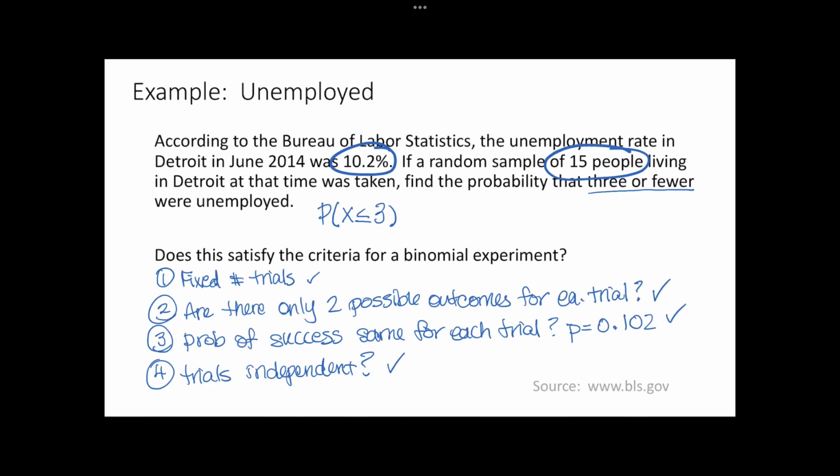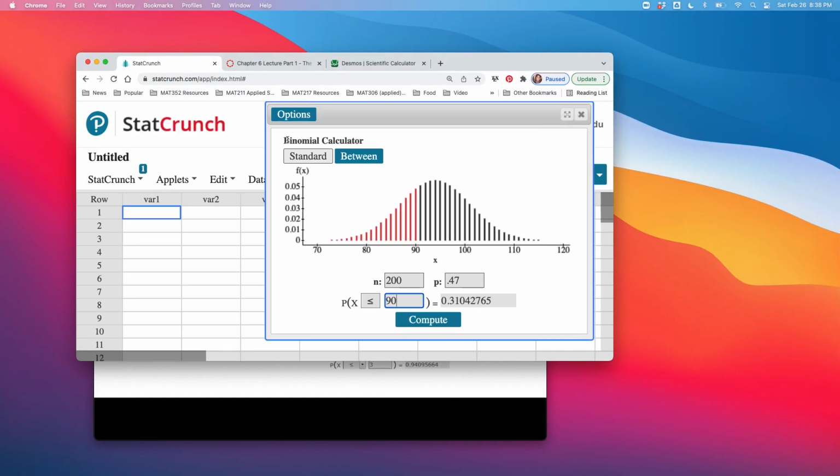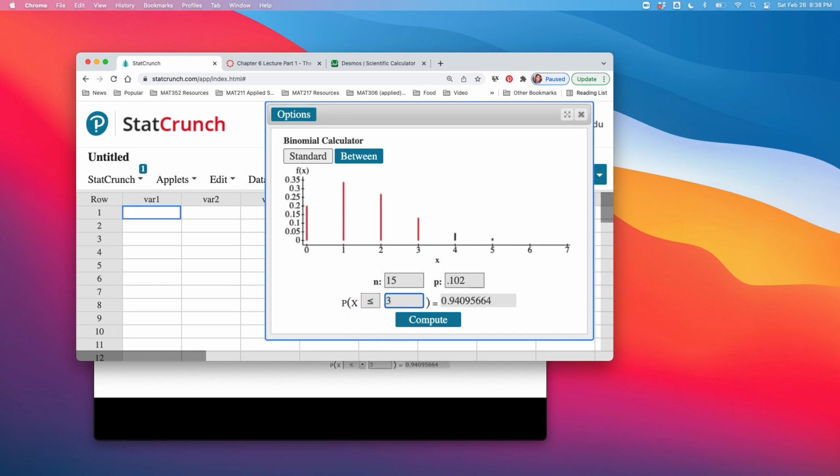All right. So I'm going to go to my StatCrunch calculator and I'm going to plug in n equal to 15 since there are 15 trials here. So let's do that. Whoops, not that big. n is 15 because we are interviewing 15 people. The probability of success was 10.2% or 0.102. And we wanted the probability that we got 3 or fewer that were unemployed. So I want less than or equal to 3. And let's hit enter. And there we go.